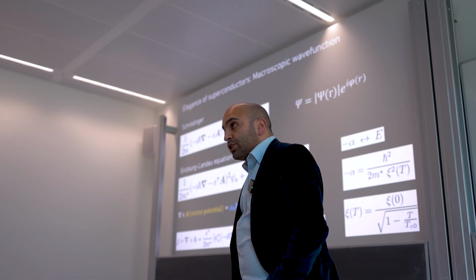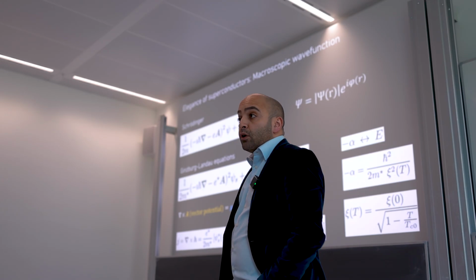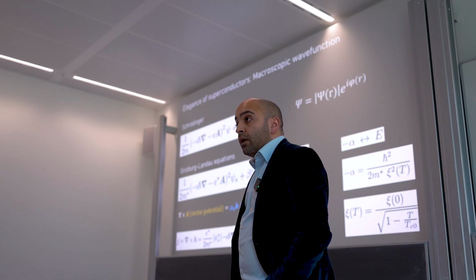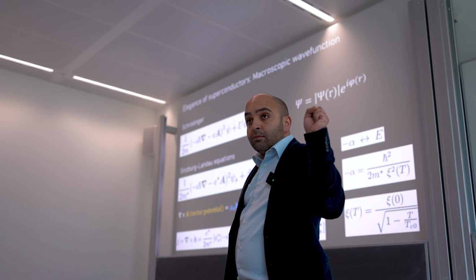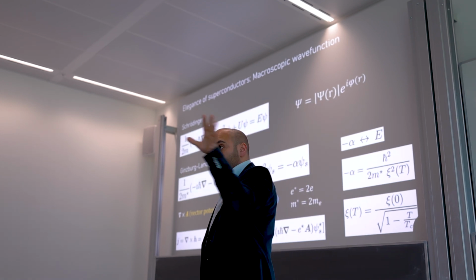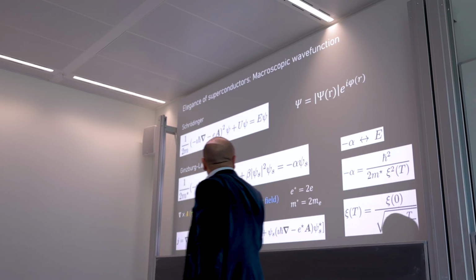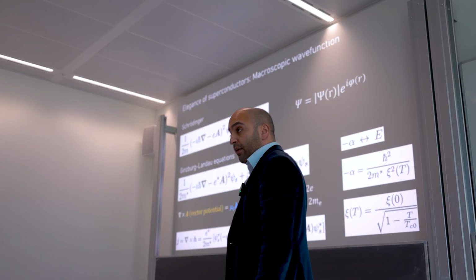Because by definition, in a superconducting system, there is no voltage. There is no potential difference. So the thing that makes your supercurrent go from point A to point B, the charge go from point A to point B, is the gradient of the phase of your macroscopic wave function.